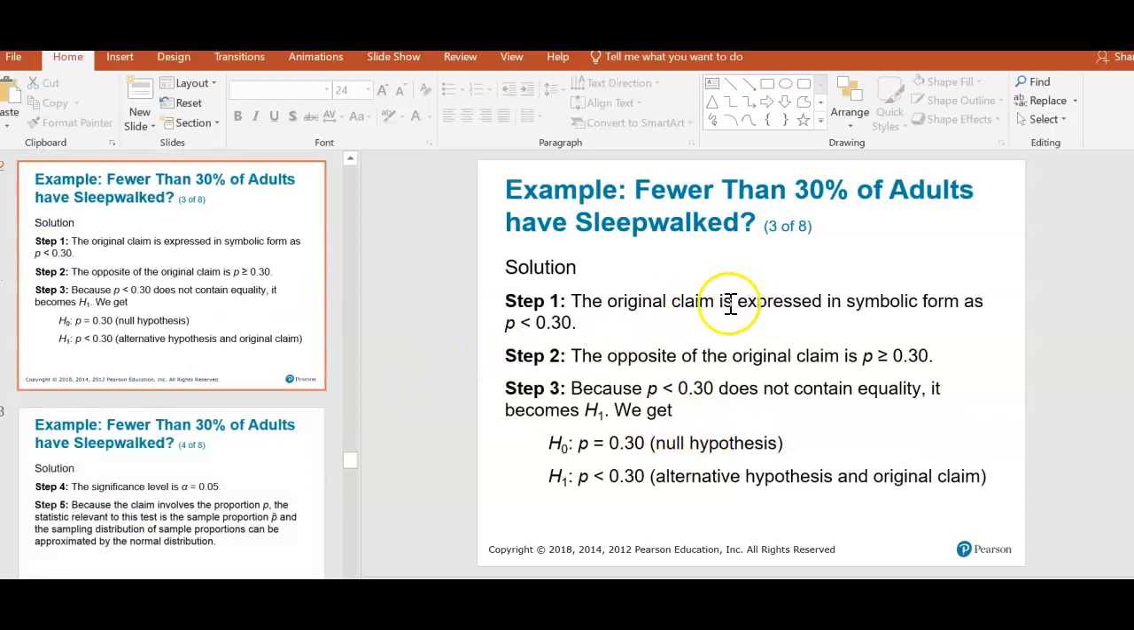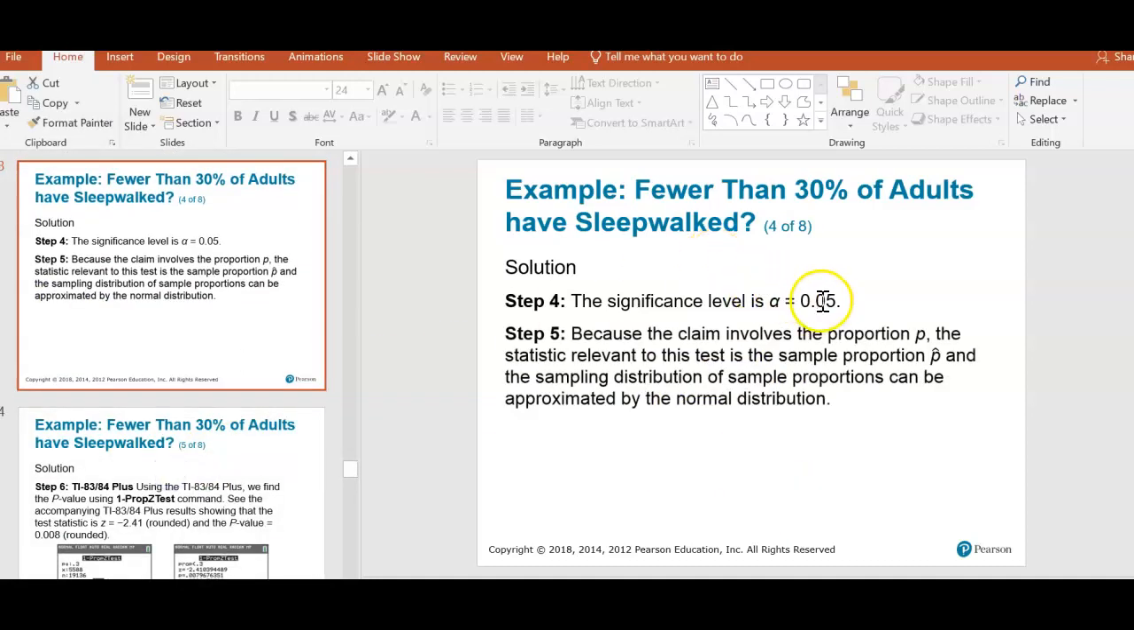So our original claim is that p is less than 0.3. The opposite is p is greater than or equal to 0.3. p less than 0.3 doesn't contain equality, so that becomes our alternative hypothesis, and it's what we claimed originally. And then p equals 0.3 is our null hypothesis. We're going to use a significance level of 0.05 again.